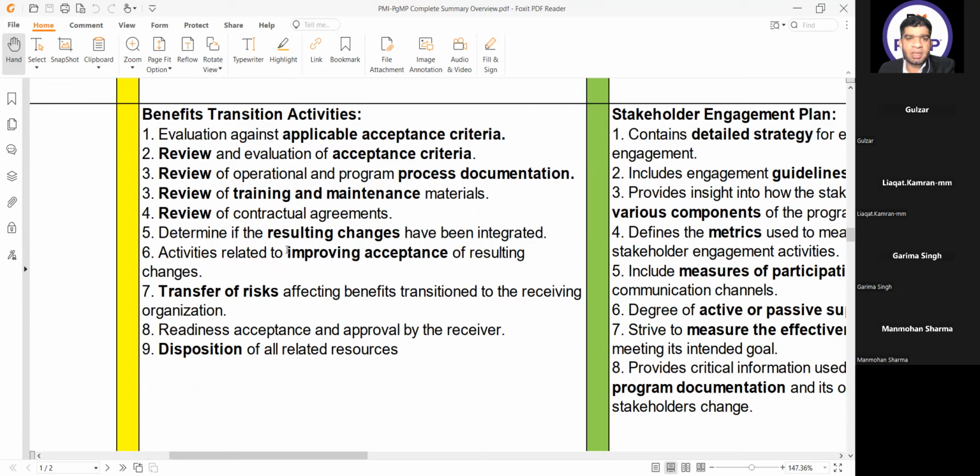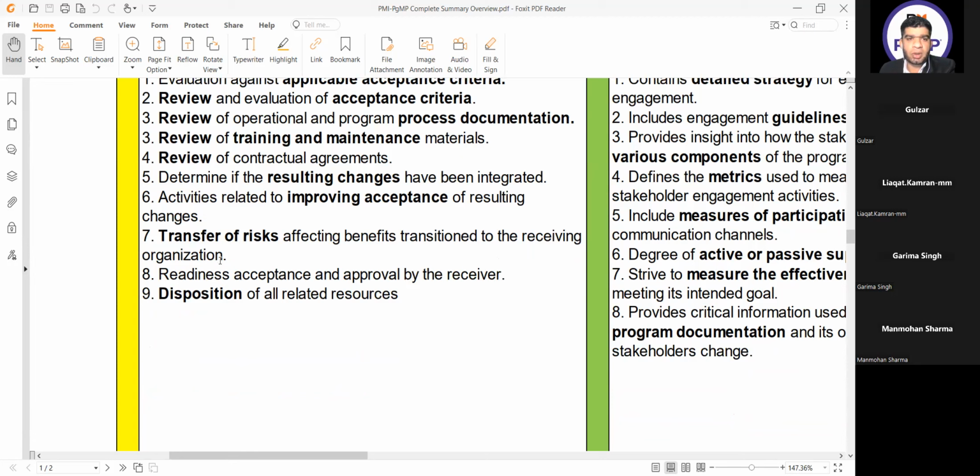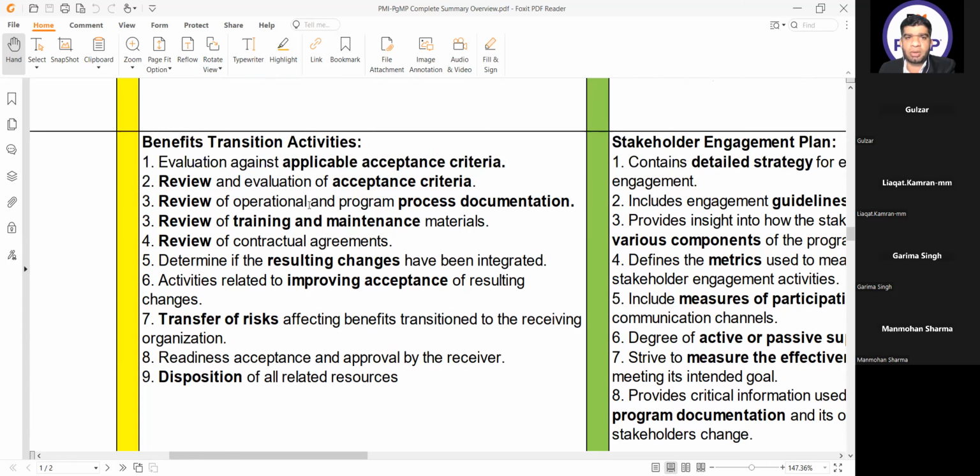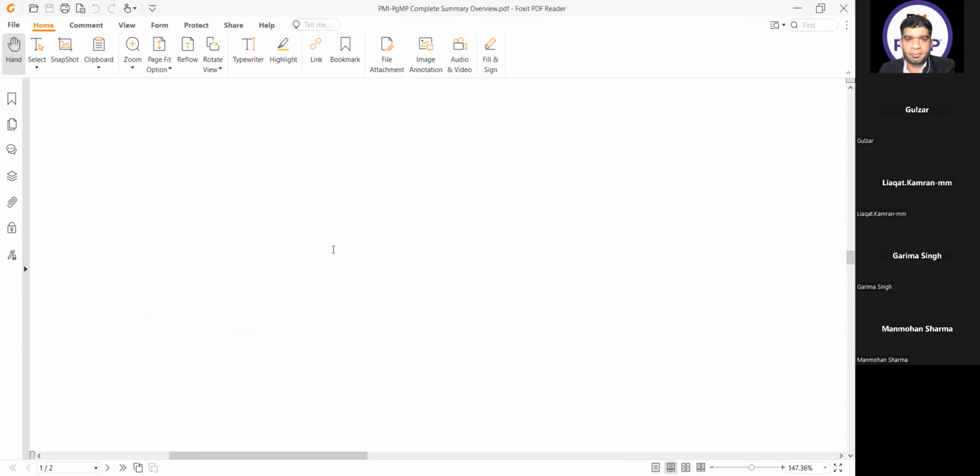Determine if the resulting changes have been integrated, activities related to improving acceptance of resulting changes, transfer of risks affecting benefits transitioned into the receiving organization, readiness, acceptance, and approval by the receiver, and disposition of all related resources. So these are all the transition activities going on.